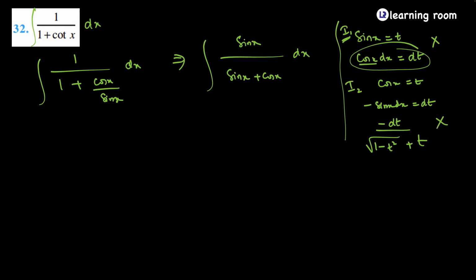Idea 2 also fails. Suppose idea 3 is, I take sin x plus cos x as t, then cos x minus sin x times dx will be equal to dt. Does it work? Even if you take common, the only thing is you will get back the question. You take sin x common, this is what you are going to get.